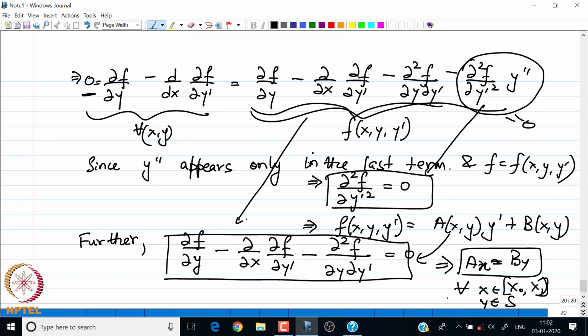condition. So, the moral of the story is, whenever we have the Euler-Lagrange equation being an identity, we always have that the integrand is a linear function of y prime, and that the Euler-Lagrange equation finally reduces to this neat expression: a sub x is equal to b sub y.